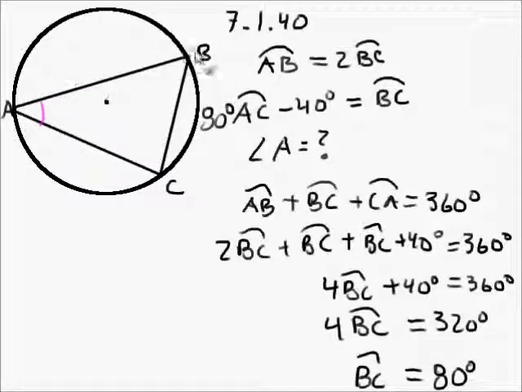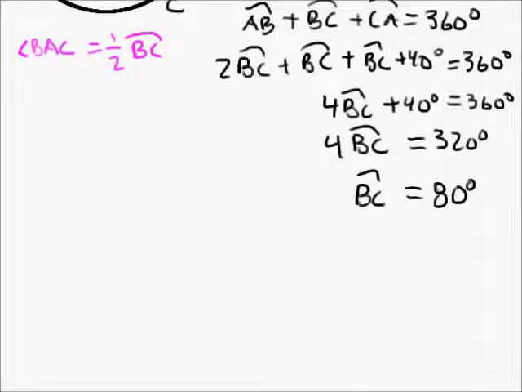Now, this is an inscribed angle because the endpoints intersect the circle, and the intersection of these endpoints right here, A, lies on the circle. So this is an inscribed angle. And the inscribed angle formula tells us that the measure of angle BAC is equal to 1/2 the measure of arc BC. So, if arc BC is 80 degrees, then BAC is half of that. BAC is 40 degrees.